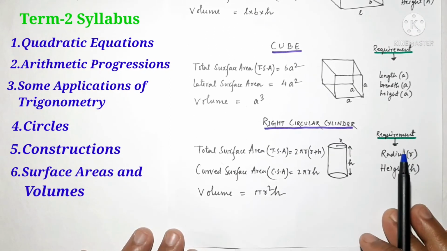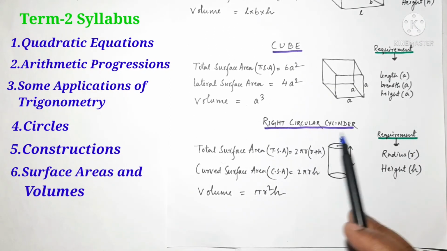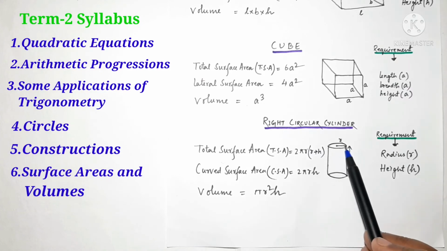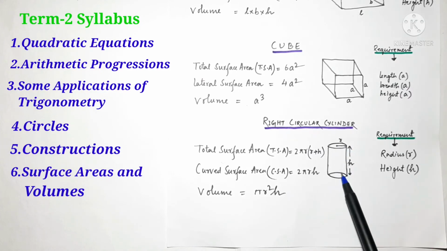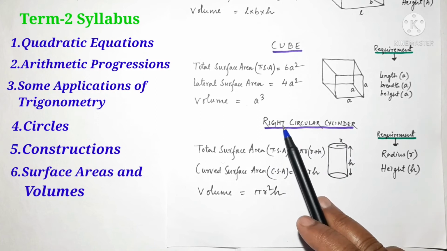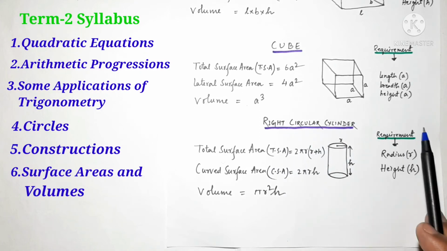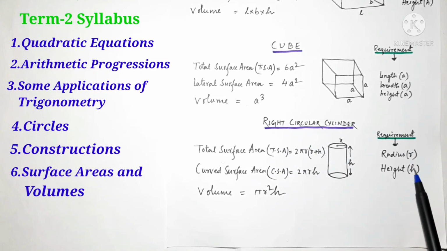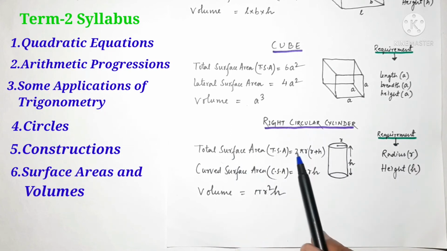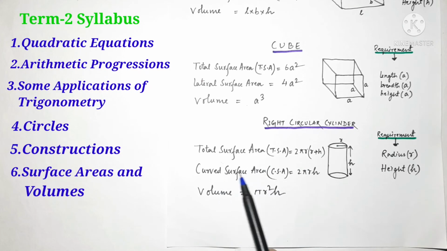Third solid shape, right circular cylinder. Look at the figure of a right circular cylinder. A radius is given. That means the top part and the bottom part are circular, and h is given, the height. So if you are solving any question related to right circular cylinder, you need to know radius and height. That is your requirement. Total surface area is 2 pi r (r + h). Curved surface area, CSA, is 2 pi r h, and volume is pi r square h.